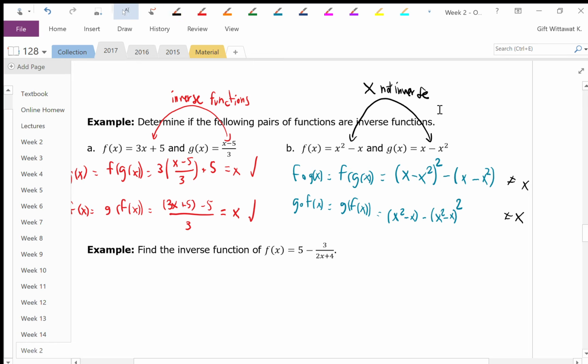They are actually the additive inverse of each other. This one is x squared minus x, this one is x minus x squared. But in terms of composition, they are not inverse functions.